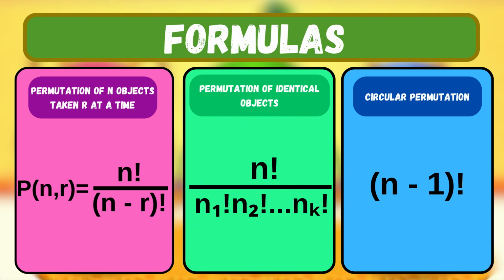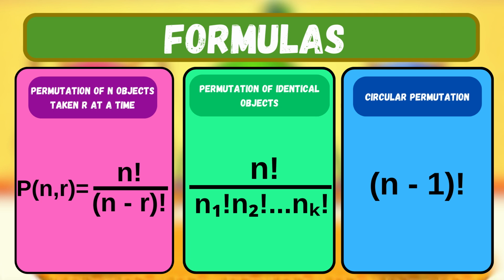For the formulas, permutation of n objects taken r at a time uses the formula nPr equals n factorial over n minus r factorial, wherein n represents the total number of objects that are present in a set and r represents the number of selected objects arranged in a certain order.